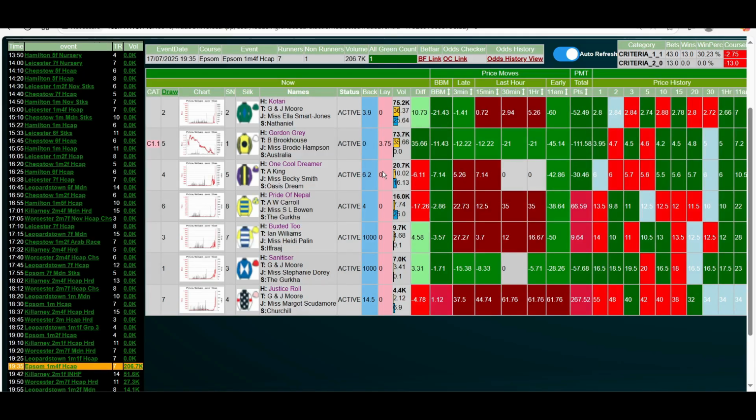And there you have it. That's the perfect example. I mean, look, he won by a country mile. And look at the price at the start. Look at the price he went off. Brilliant.